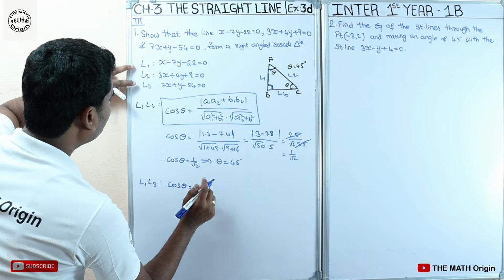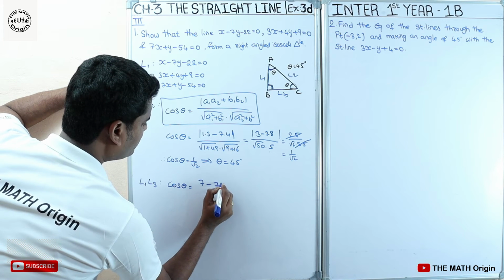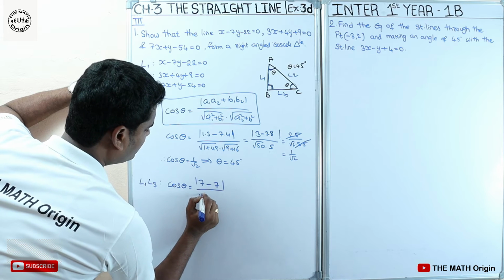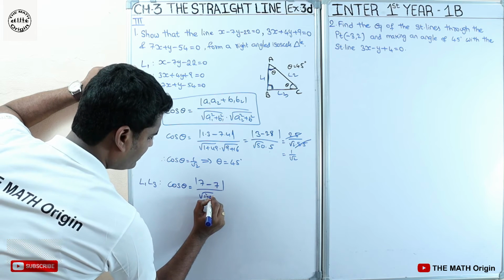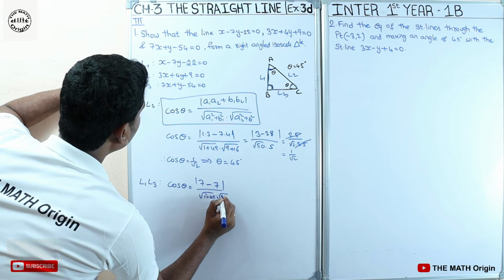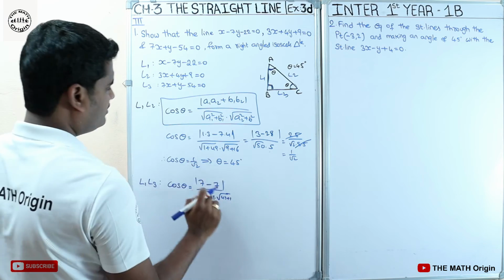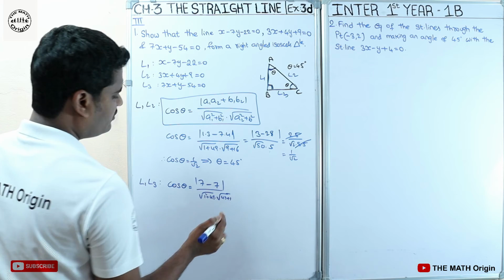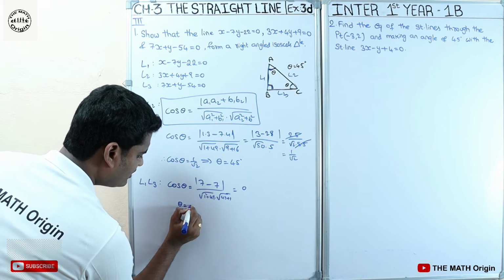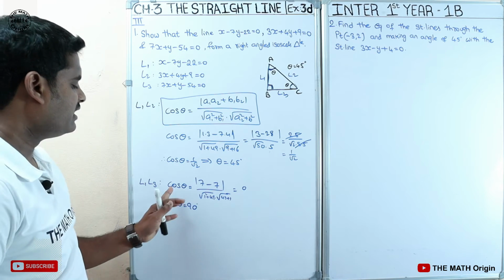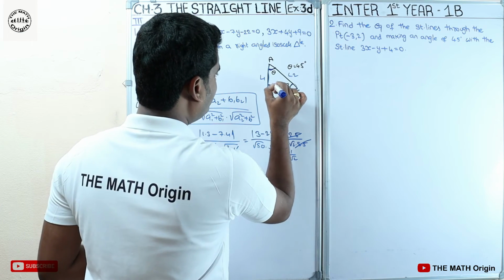Cos theta equals A1 A2 plus B1 B2, which is 1 into 7 minus 7 into 1, by root of 1 square plus 7 square, which is 49, into root of 49 plus 1. If you see here, this is 0 by some value, which is 0. Therefore cos theta is 0, so theta equals 90 degrees. Therefore we got angle B as 90 degrees.